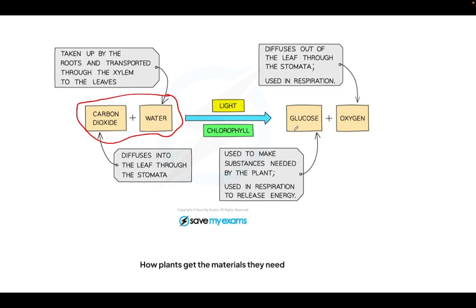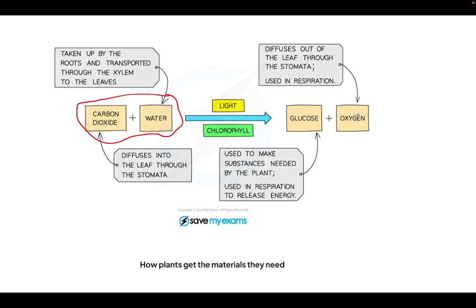So the products, we see that we have glucose. Glucose is one product which is used to make substances needed by the plant. And also it's used in respiration to release energy. Remember, the plant also does respiration mostly at nighttime, so you should understand that respiration also needs this glucose which is produced. And of course, glucose can be used for other purposes in the plant, a lot of them that we will see in our next slides.